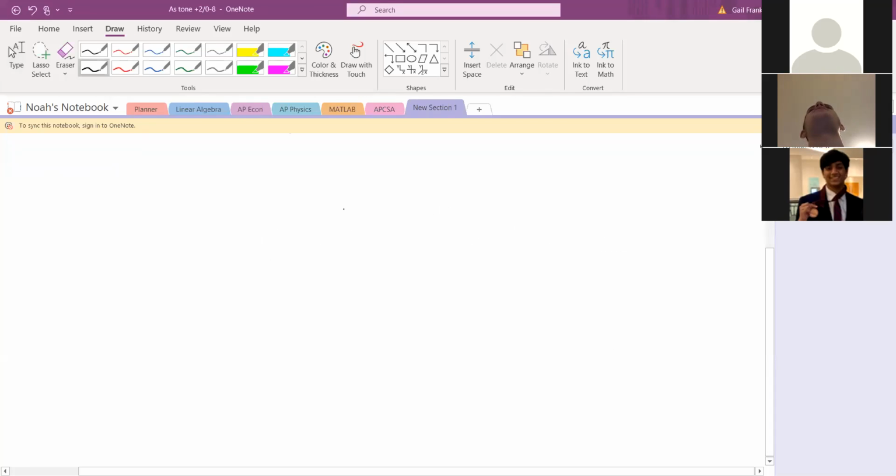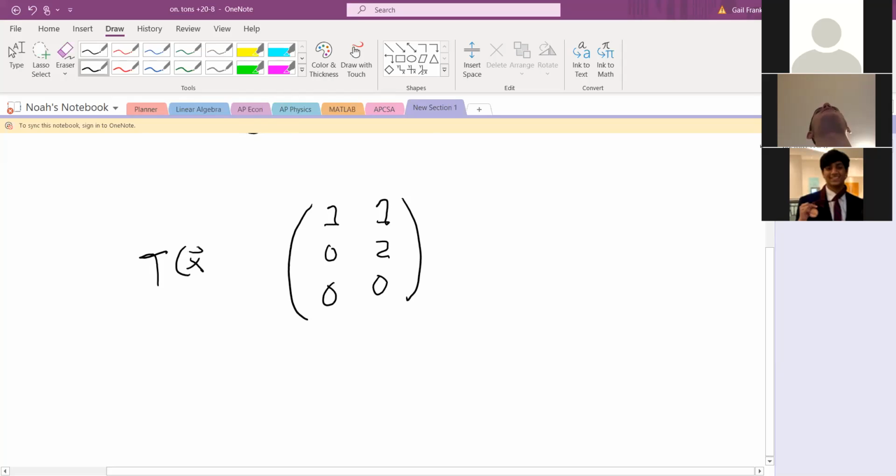So we have a transformation, and let's say it's 1, 0, 0, and then we have 1, 2, 0. Okay, so this is our transformation. T of x equals this matrix times this vector. And this matrix is called the standard matrix of the transformation.